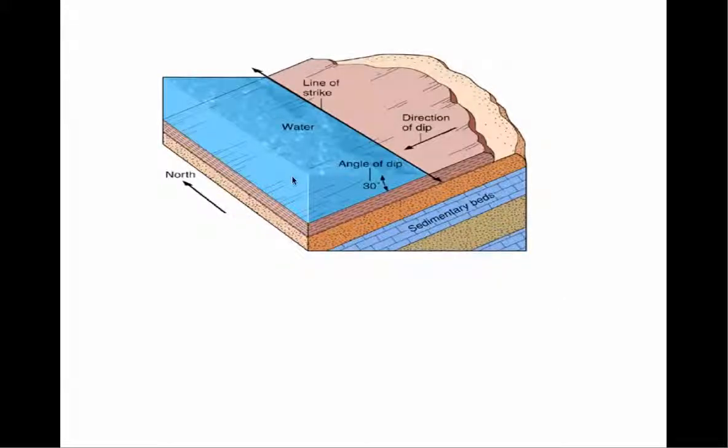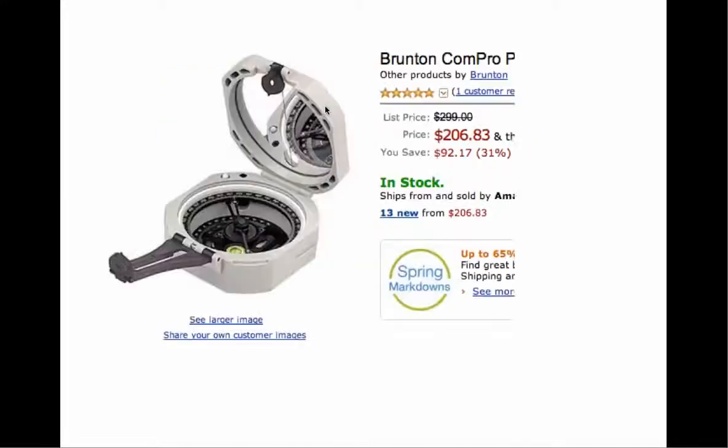Now, in the movie that you're going to watch, you're going to learn about this. This is called the strike. This is called the dip. The direction of the strike in this case is north, and the angle of the dip is 30 degrees. In a real earth science class, you'll be looking at geologic maps and messing with this kind of stuff, but we're not going to do it here.